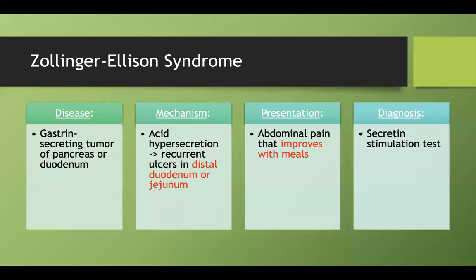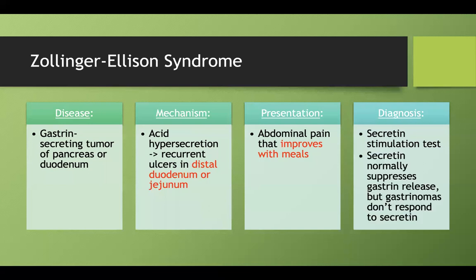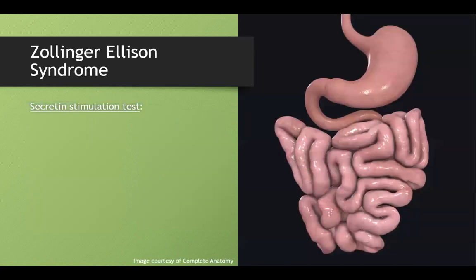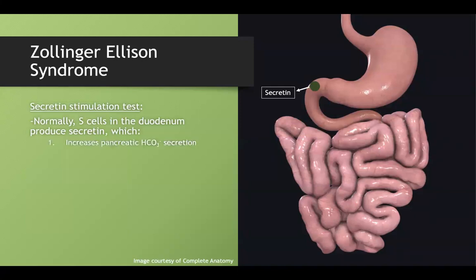One of the ways to diagnose this is the secretin stimulation test. Secretin normally suppresses gastrin release, but gastrinomas don't care about secretin. They just keep doing their thing regardless. So how this works is that normally we have S cells in the duodenum that'll produce secretin. They'll act on the pancreas, and that's how we get our bicarb. It also helps us decrease our gastric acid secretion. So it's another way to help out in the battle, neutralizing some acid production.